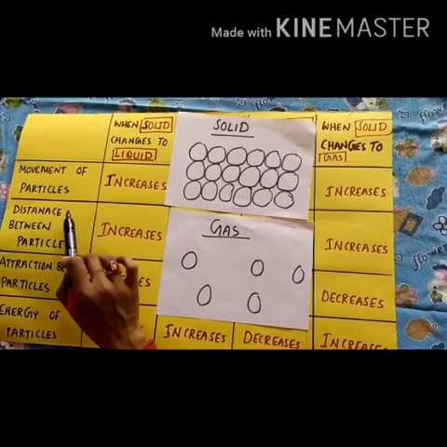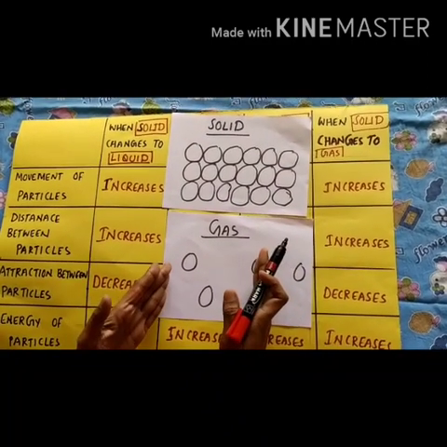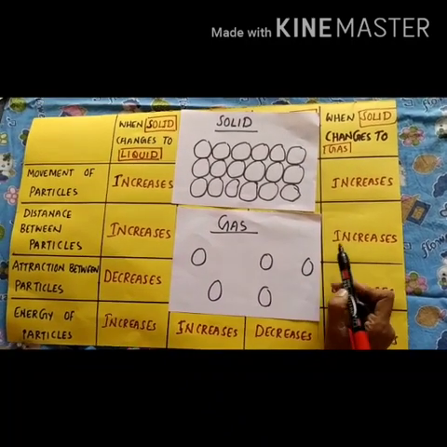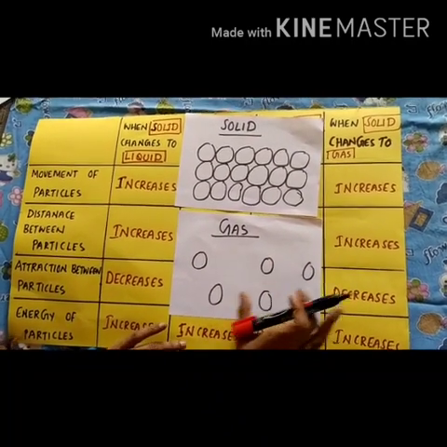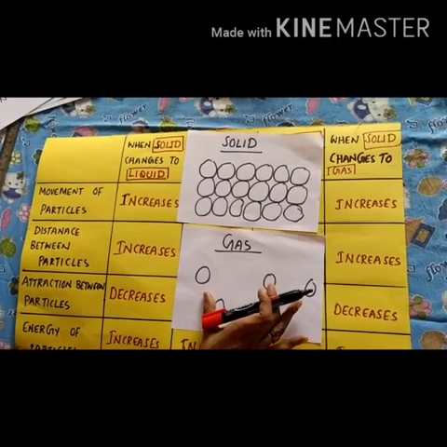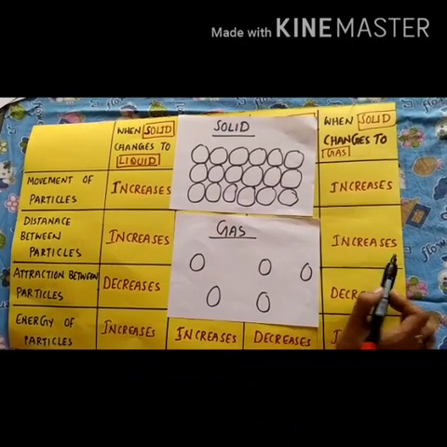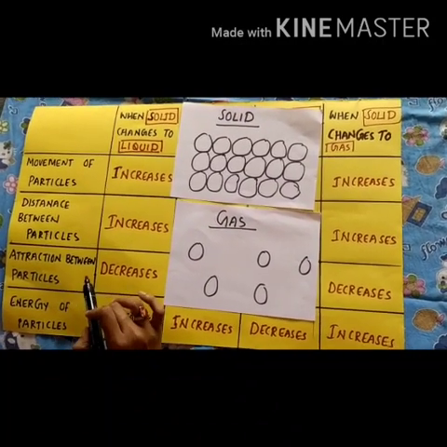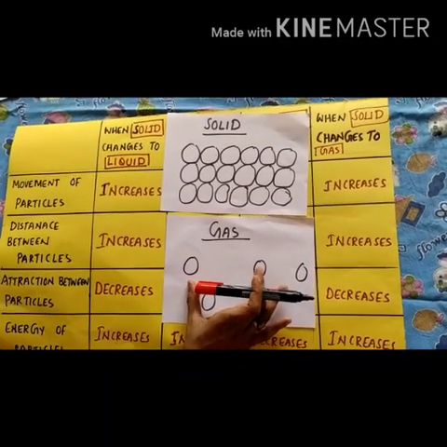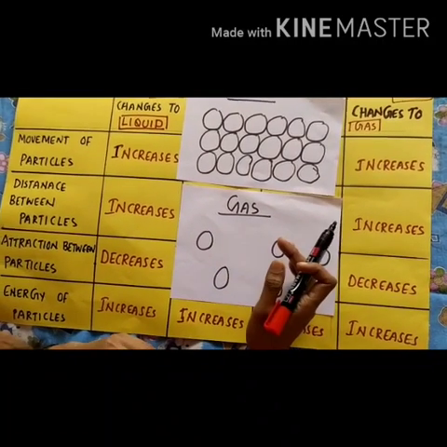The next one is distance between the particles. When solid changes to gas, movement of particles increases, so distance between the particles also increases. The distance is very high. Compared to solids and liquids, in gas the distance between the particles is very high, so it increases. The next one is attraction between the particles. Since distance between the particles increases, of course attraction will decrease because distance is inversely proportional to attraction.